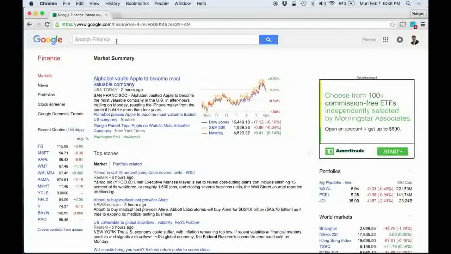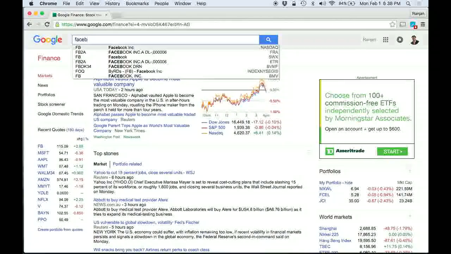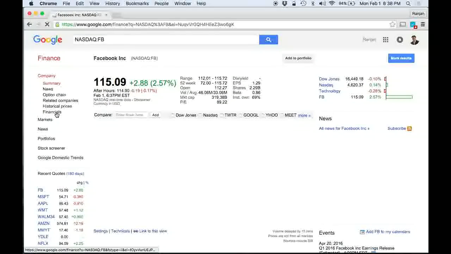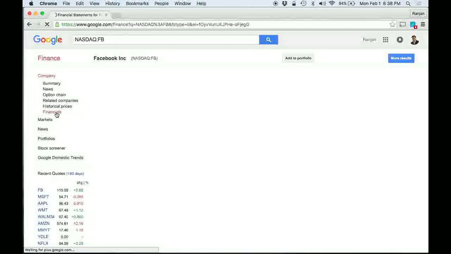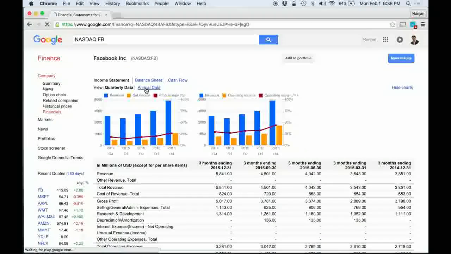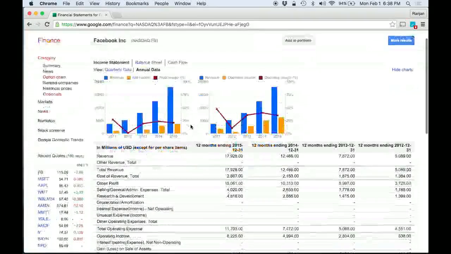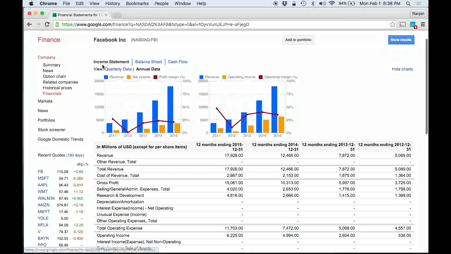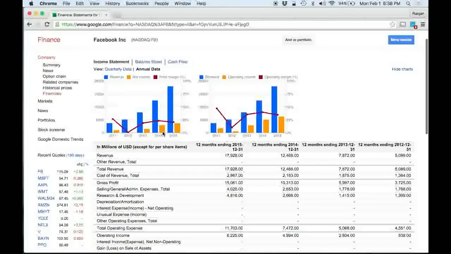So I have already the website open. So if you look at, let's say, Facebook, you go to financials, and then I'm looking at annual data. And as I said, profit and loss statement is also called as income statement.